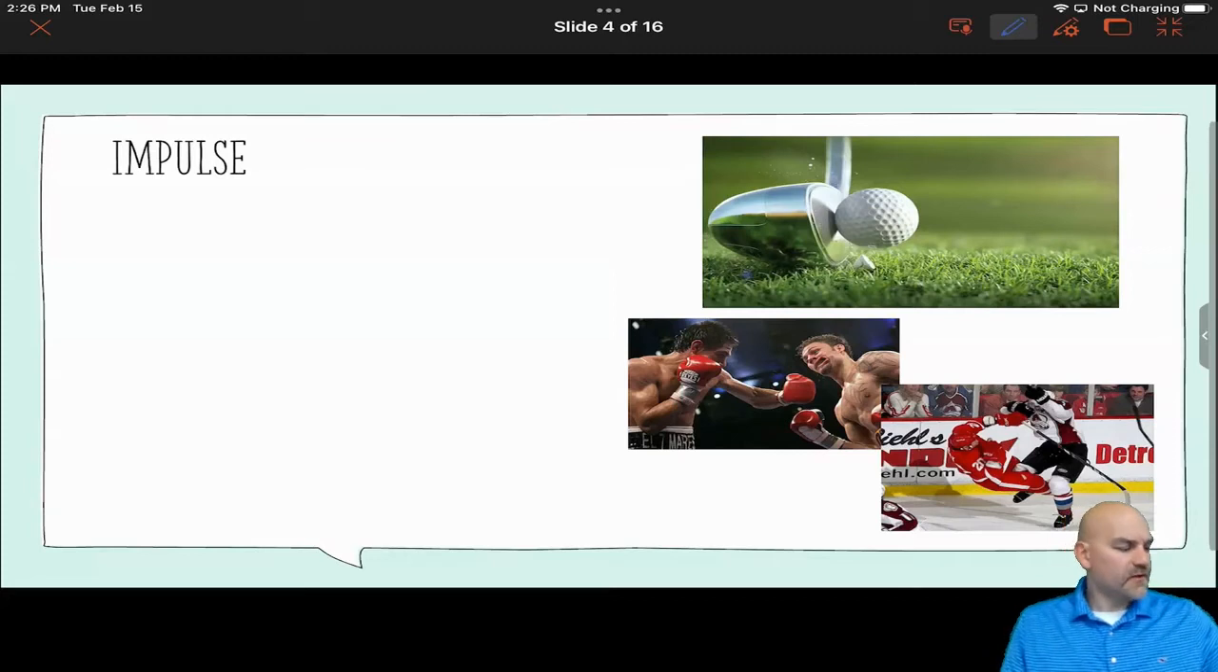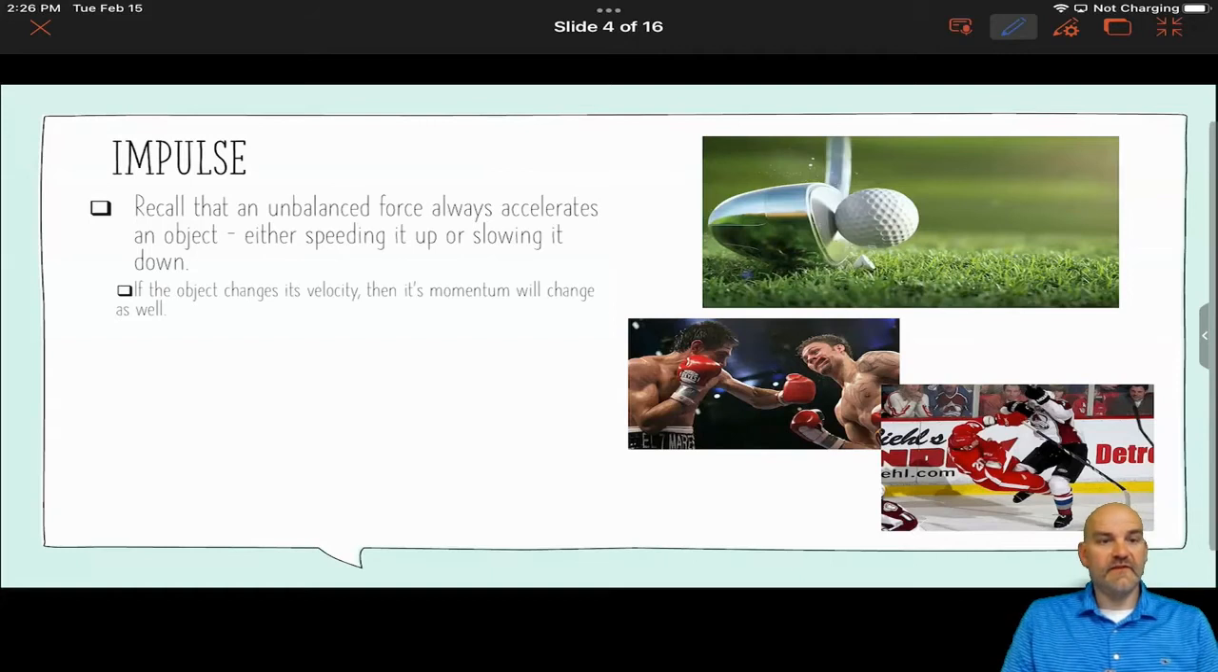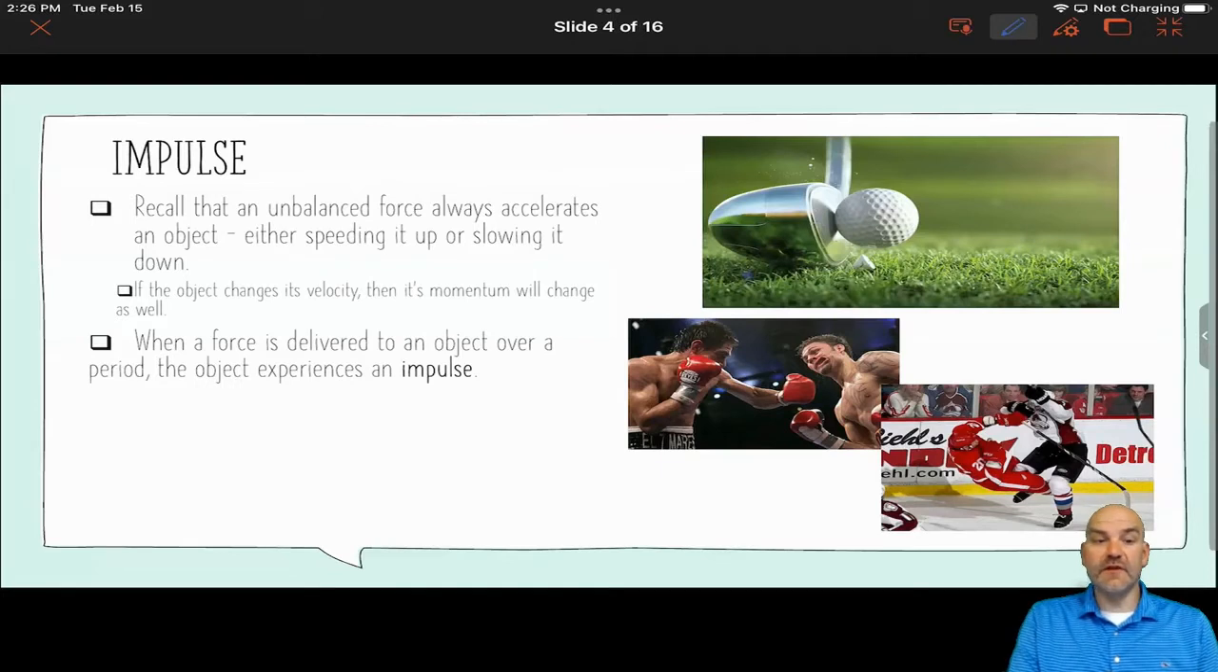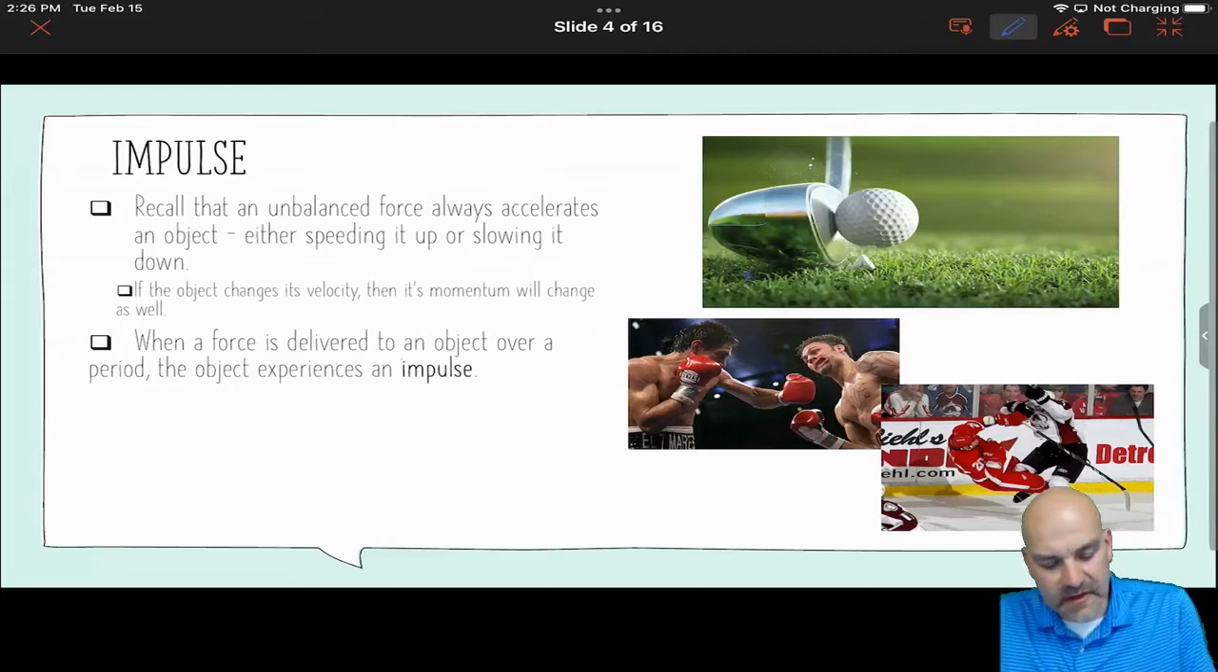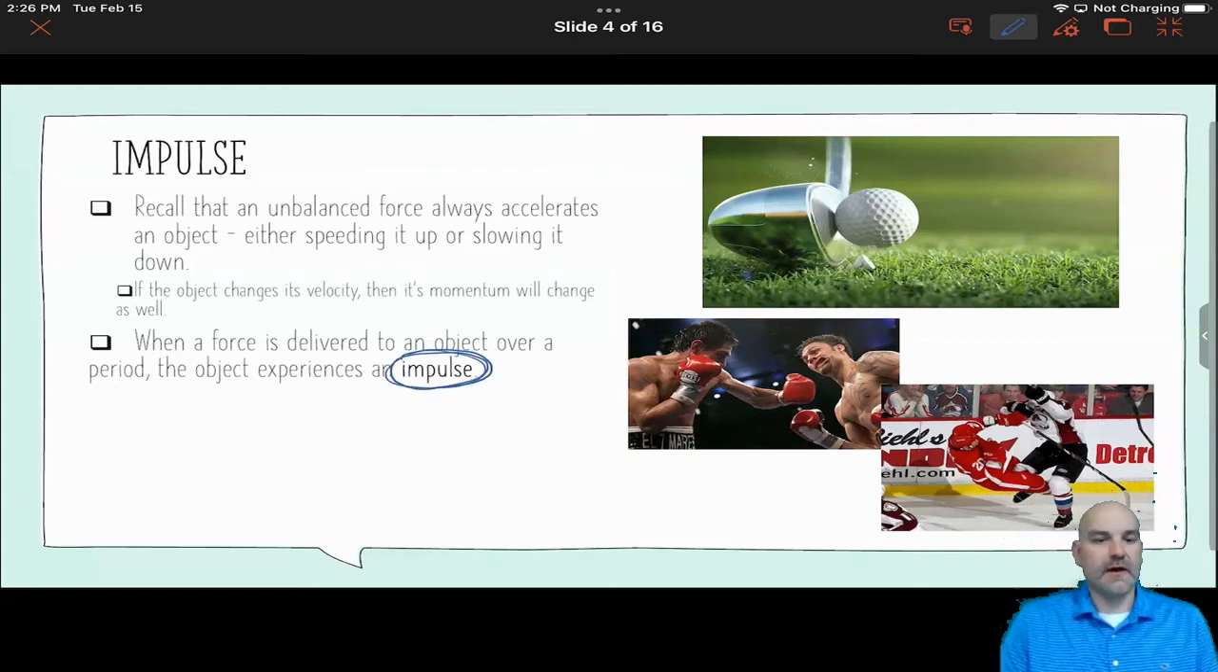Remember that when we have an unbalanced force, it's going to accelerate the object, whether we speed it up or slow it down, which means if the object changes velocity, then the momentum is also going to change. Now, when a force is delivered to an object over a period of time, that object is going to experience an impulse.